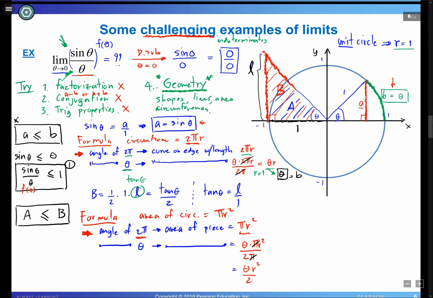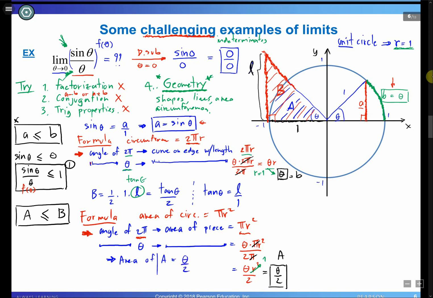And for this example that we are working with, we know that radius is equal to 1. So r right here is going to become 1. So in the end, this is going to be equal to theta over 2. This is going to be the area of the slice of pizza with the angle of theta. This is the area, big A. So from this we know that area A is equal to theta over 2.